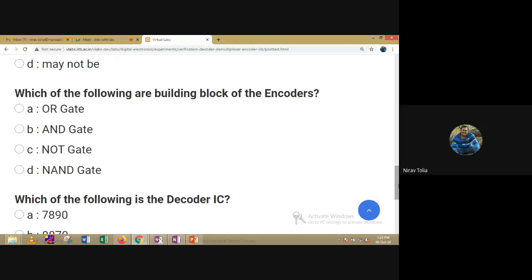Which of the following are the building blocks of the encoder? OR gate, AND gate, NOT gate, or NAND gate? Either A, B, C, or D. Mahima, Rajesh, Jenny gave the answer that it is A. Isa also gave the answer A.